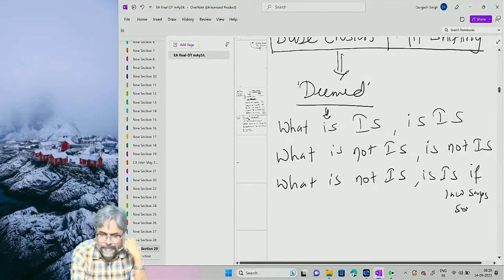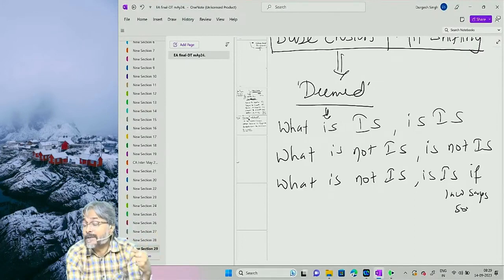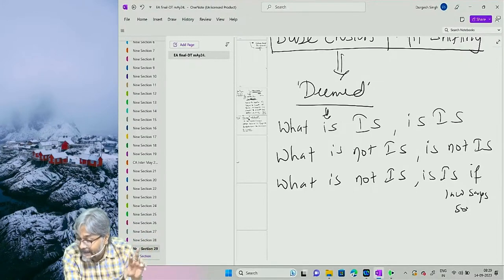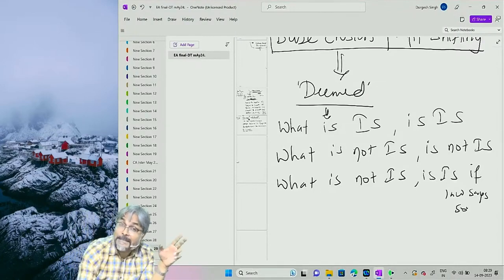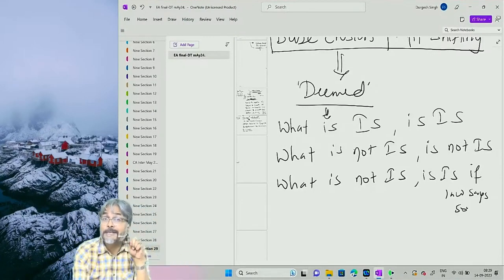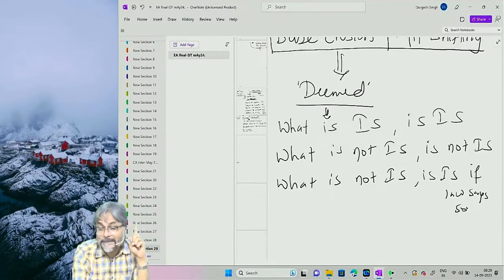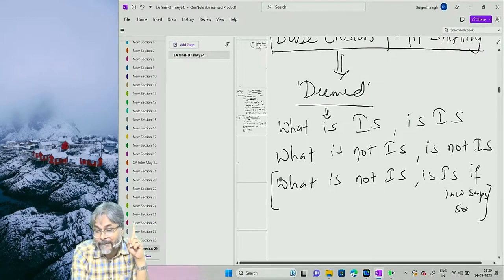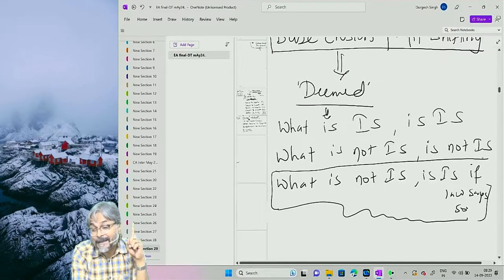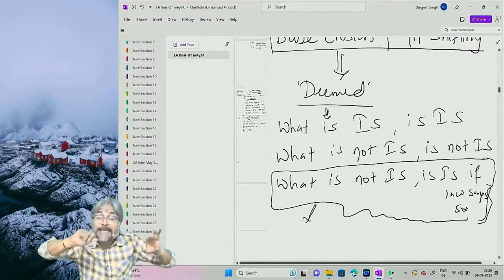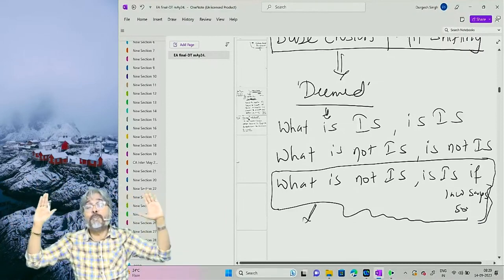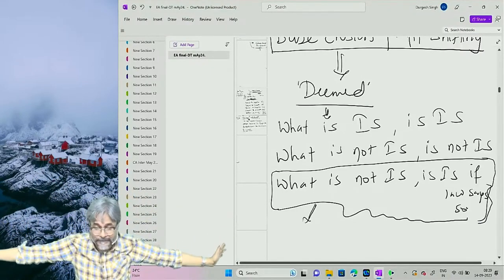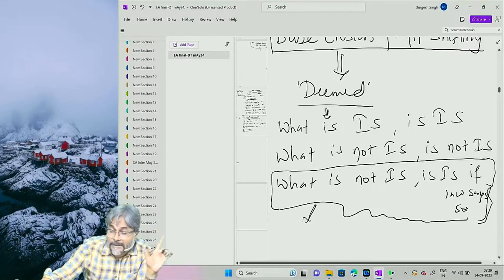So, what is the definition? What is, is. What is not, is, if law says so. That's where the deeming fiction comes in. Where it comes, what is not is, if law says so. So if the law says a boy is deemed to be a girl, so be it. You will not question it further.